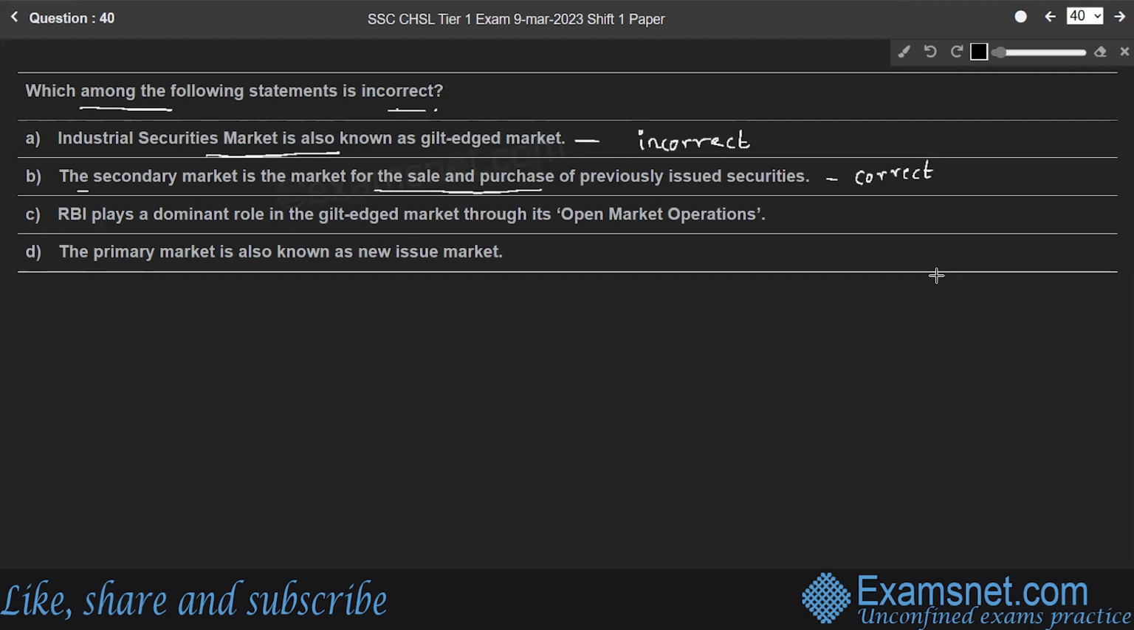Whereas the third one, RBI plays a dominant role in the gilt-edged market through its open market operations. It's a correct statement. Whereas the last one, the primary market is also known as new issue market. It is where new securities are issued and sold for the first time to investors. Therefore, a correct statement. Therefore, option A is incorrect. Option A is the right answer.